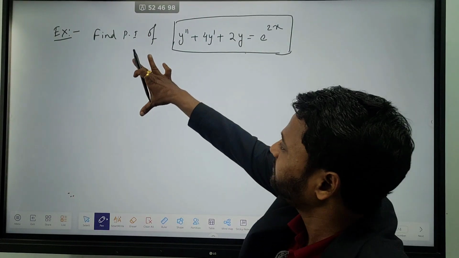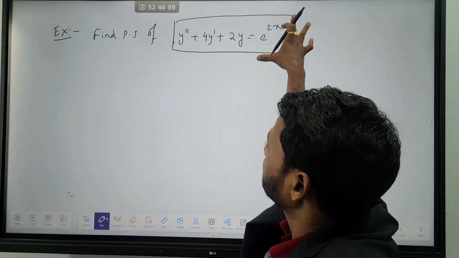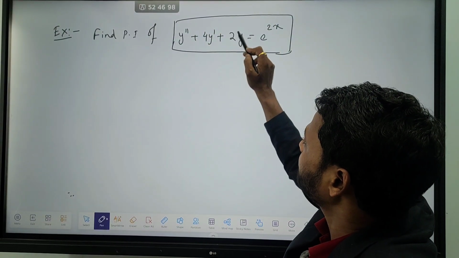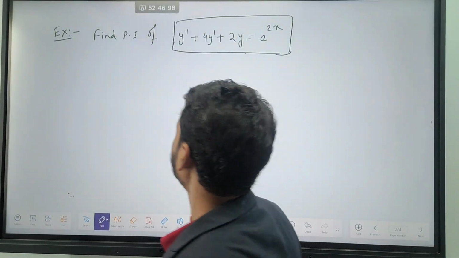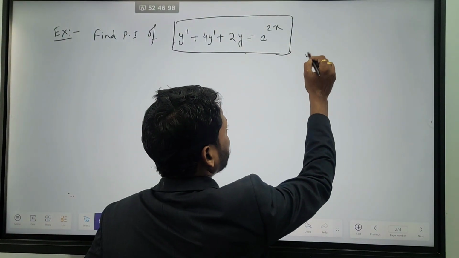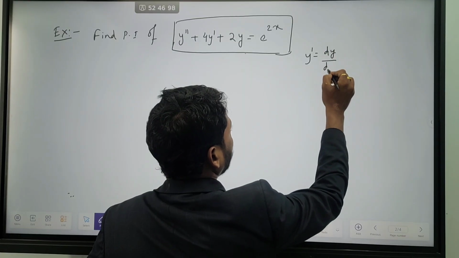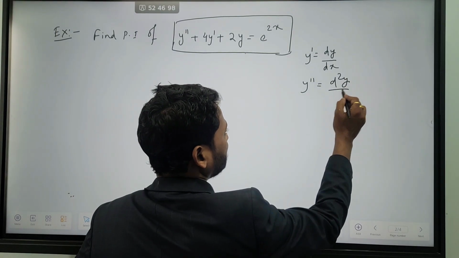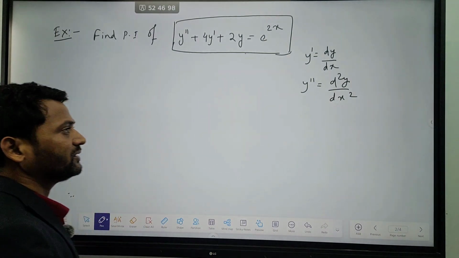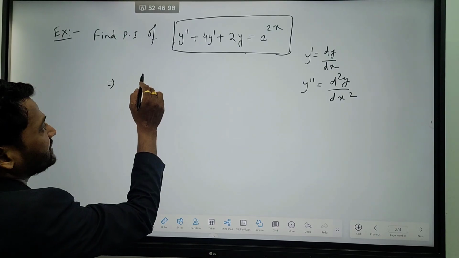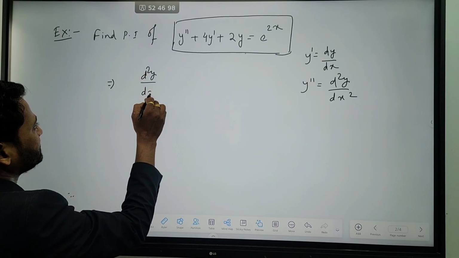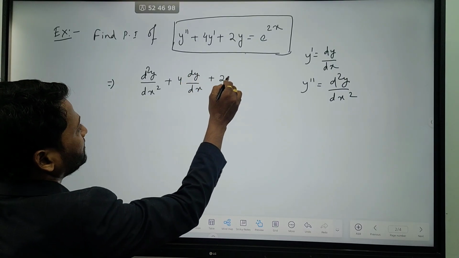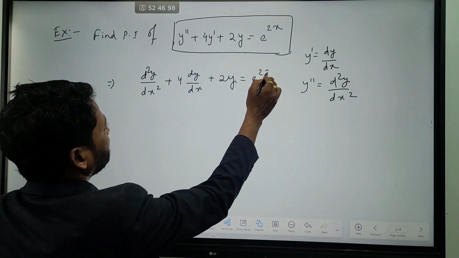So let us find the particular integration of this higher order differential equation, which is given as y double dash plus 4y dash plus 2y equal to e to the power 2x. ठीक है. So पहले y dash का मतलब क्या? Y dash is single differentiation of y with respect to x, मतलब dy by dx. Y double dash is double differentiation of y with respect to x, मतलब d square y by dx square. So we can write this equation as d square y by dx square plus 4 into dy by dx plus 2y equal to e to the power 2x.